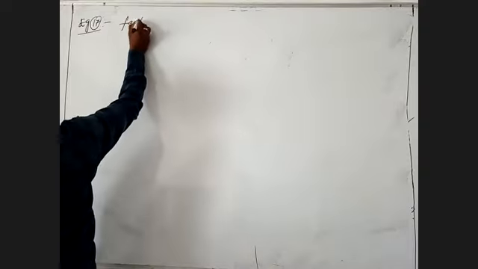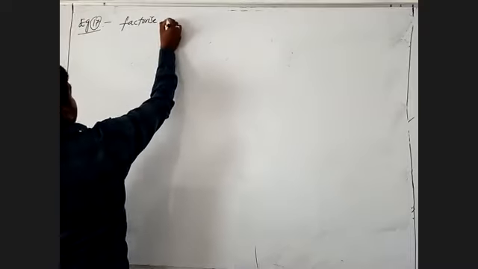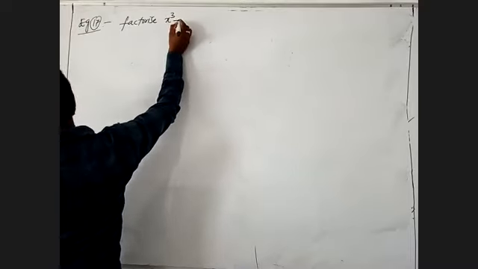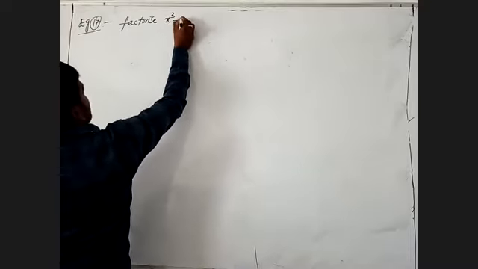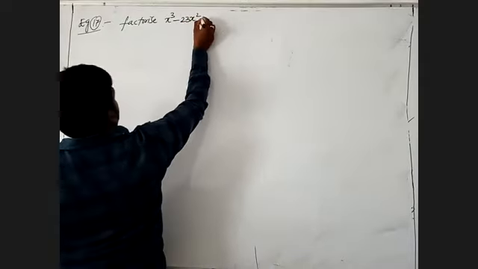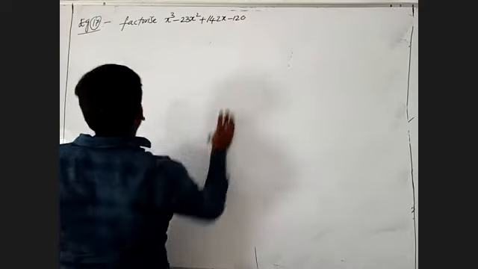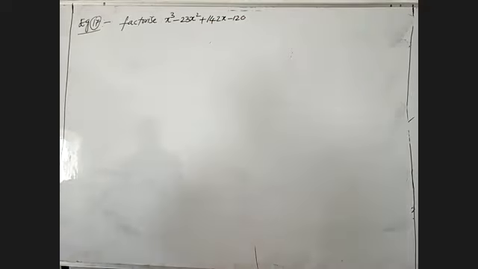Factorize x cube minus 23x square plus 142x minus 120. x cube minus 23x square plus 142x minus 120.